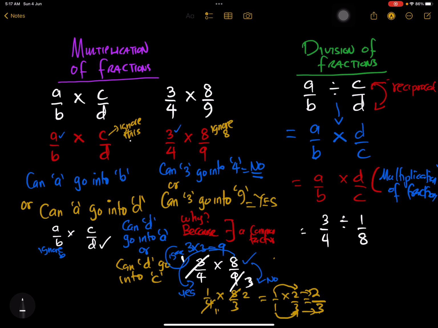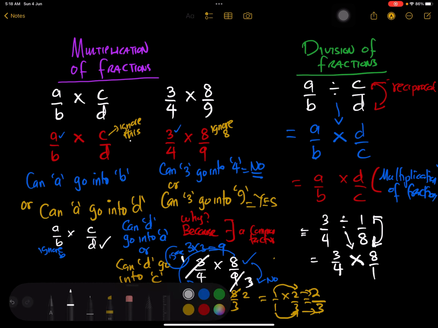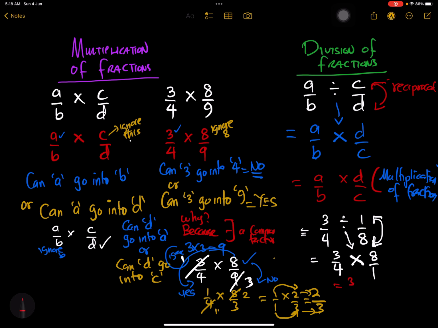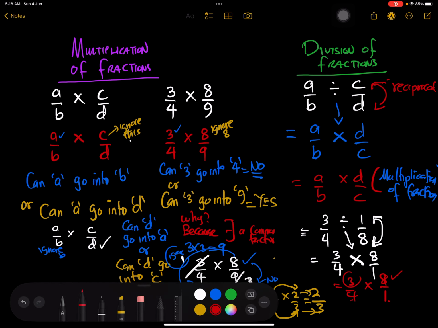What it will mean is that we're going to have 3 over 4 multiplying, and the moment we change the sign to multiplication, we turn this around and we get 8 over 1. And then from there, we can apply the rules of multiplication. 3 over 4 multiplied by 8 over 1. The moment you pick this number, you ignore this. Once you ignore that, you ask yourself, can 8 go into 4? Yes. Or can 8 go into 1? No. But it can go into 4, because there's a common factor, and that common factor there is 2.